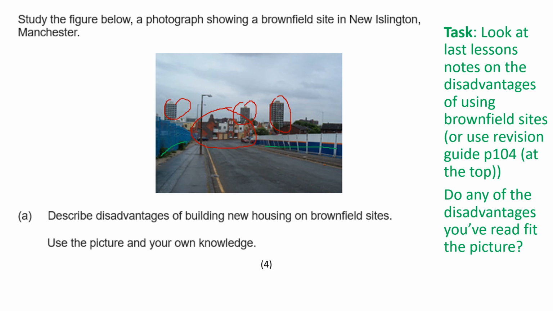So that would be a disadvantage, and you can link that right into that photograph by saying that the photograph already has structures in place like roads, and therefore they have to build around them.